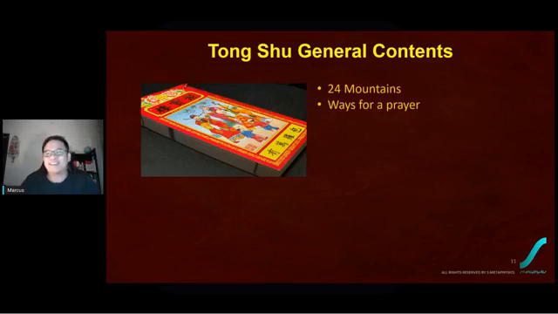Yes. All right. So it also shows a certain section on talismans. You know those talismans, those yellowish papers where they write on.